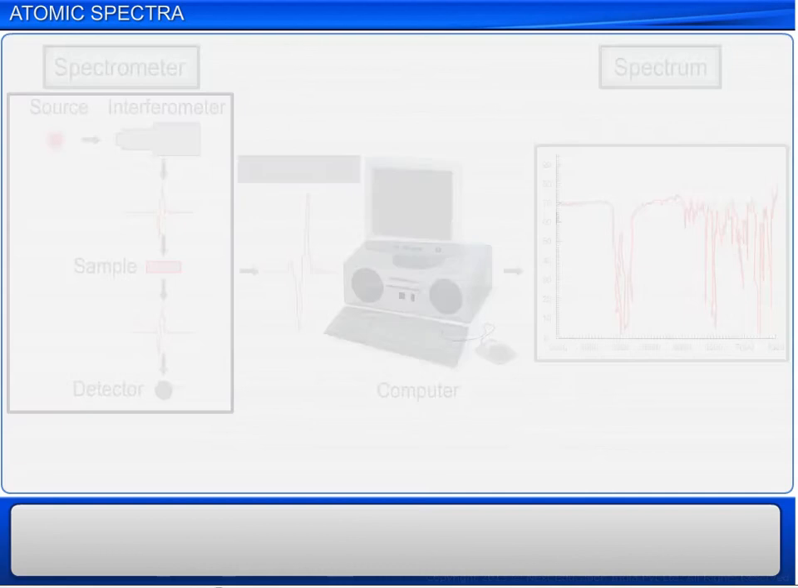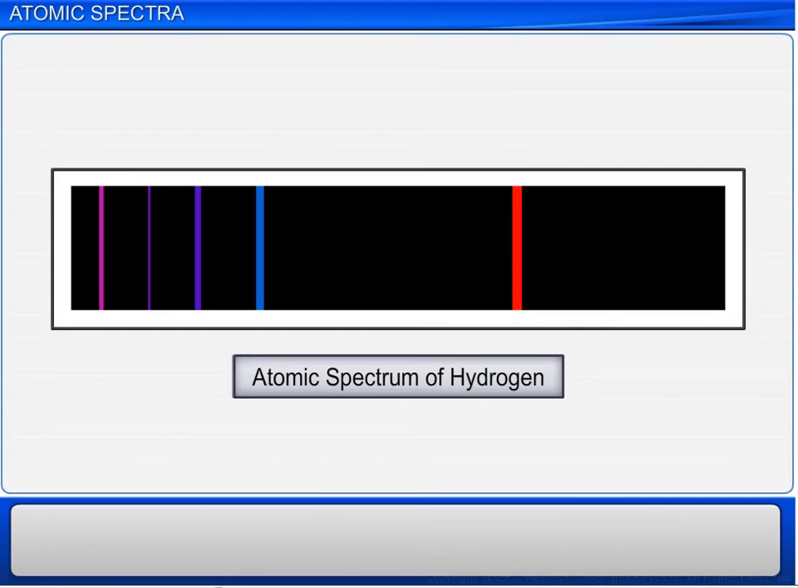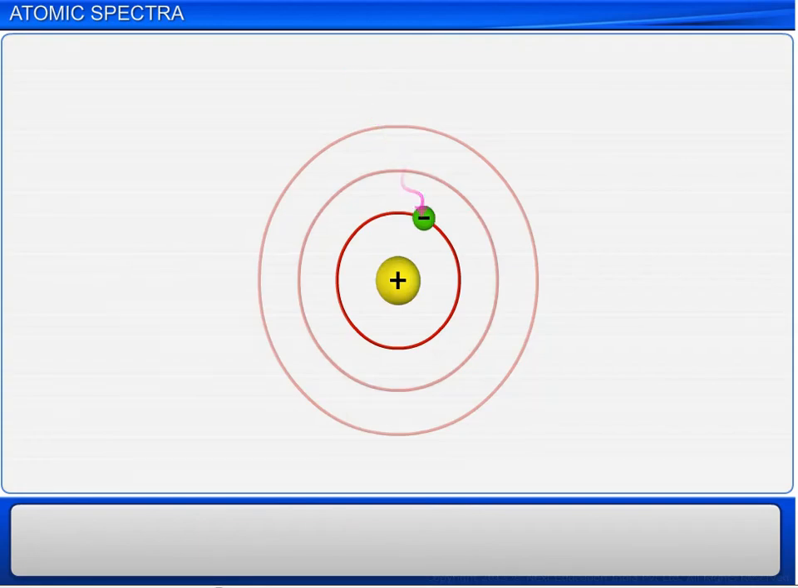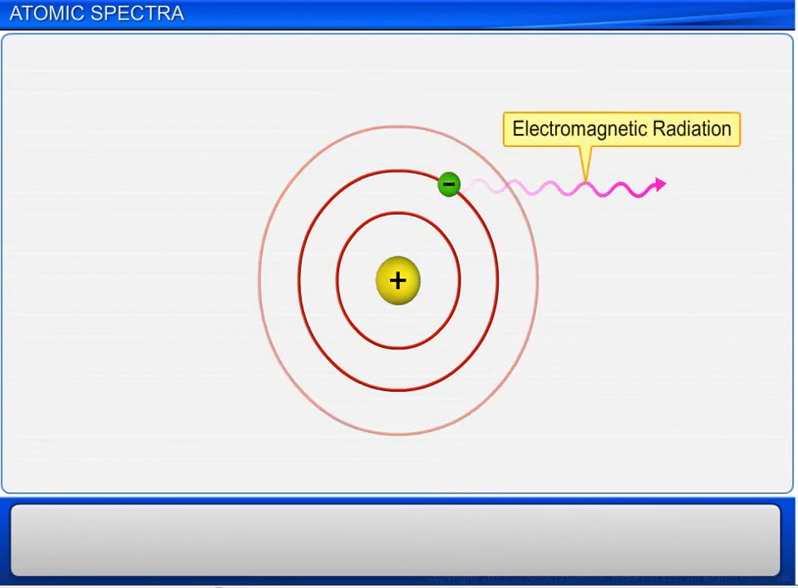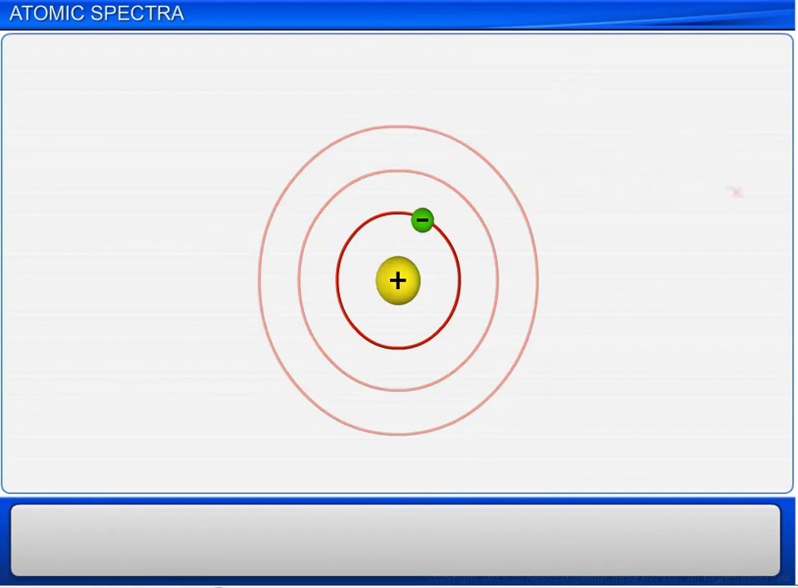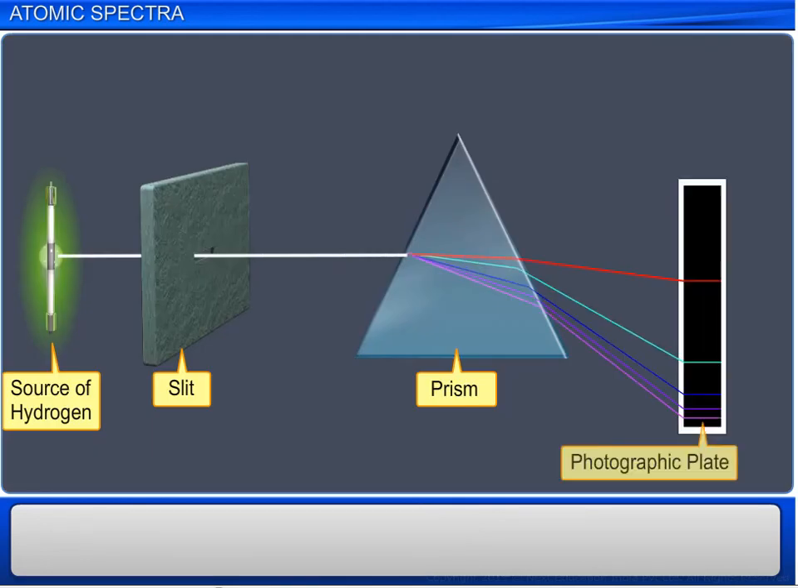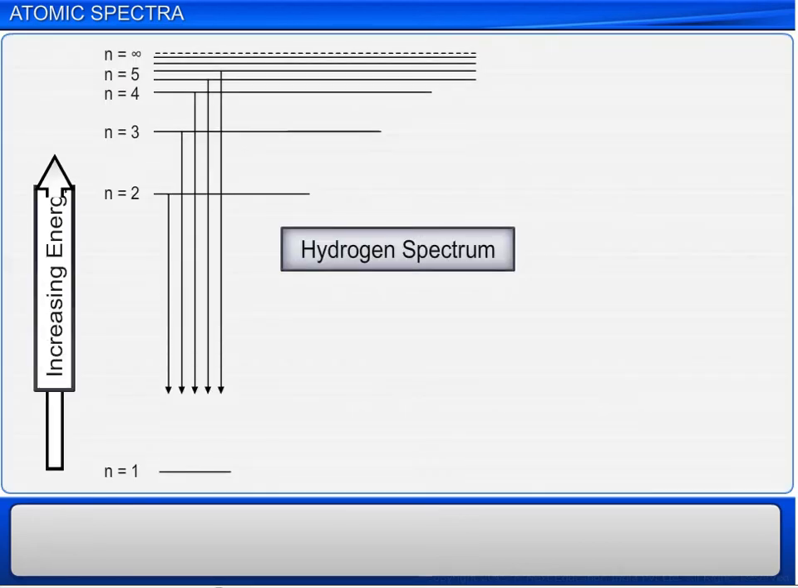Now, let us study the line spectrum of hydrogen, which is a one-electron system. When an electric discharge is passed through hydrogen gas, hydrogen molecules dissociate to produce energetically excited hydrogen atoms. These excited atoms emit electromagnetic radiation of discrete frequencies, while coming back to lower energy levels. The resultant hydrogen spectrum consists of multiple series of lines that are named after their discoverers.